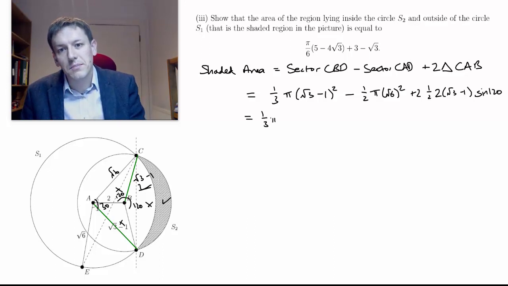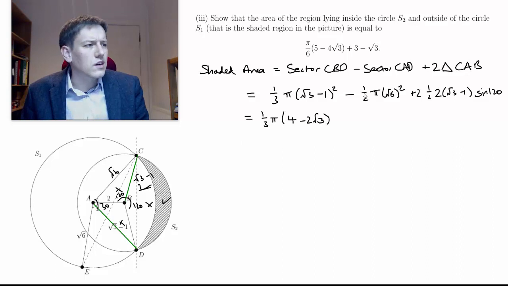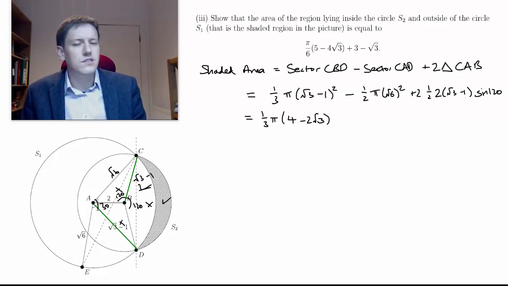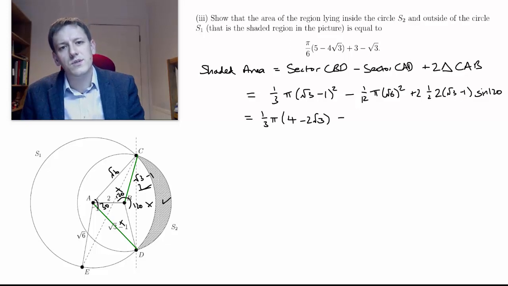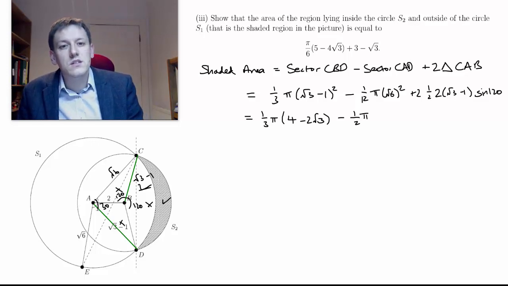So I've got 1/3 pi root 3 minus 1 squared, so 3 plus 1 is 4 minus 2 root 3, half times root 6 squared. Oh, sorry, that was not a half, is it? That's a 12th. I said it's a 30 degree angle, so this is 1/12 of the circle, so a 12th times 6 is a half, so I've got minus 1/2 pi, and then 2 times a half is 1, so I've just got 2 times root 3 minus 1 times sine 120, so 2 root 3 minus 1.